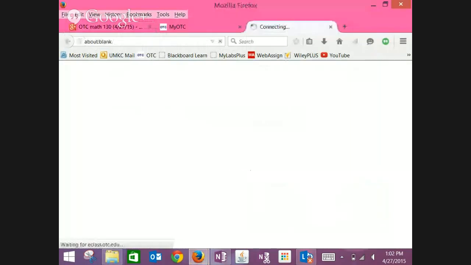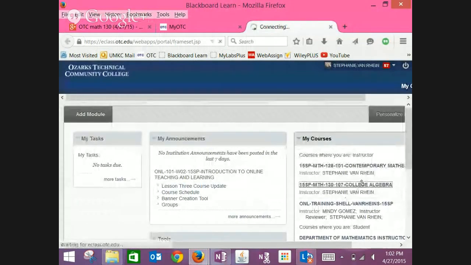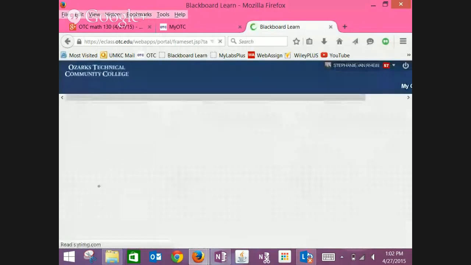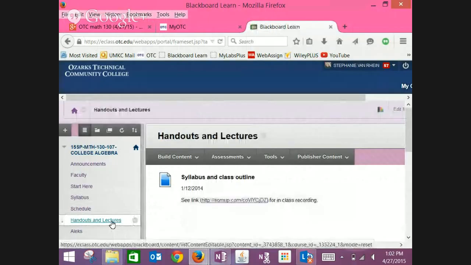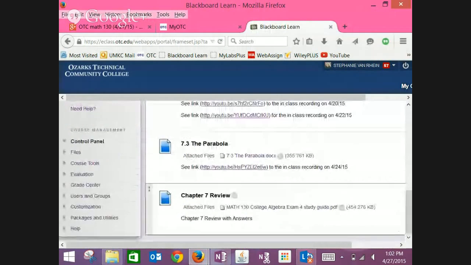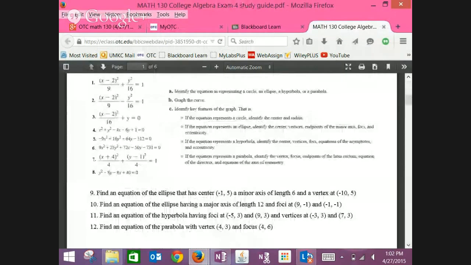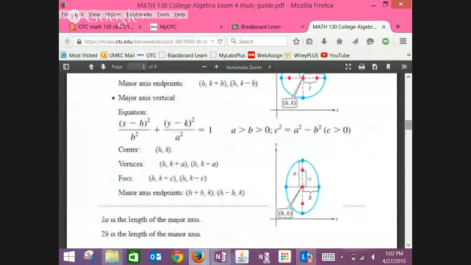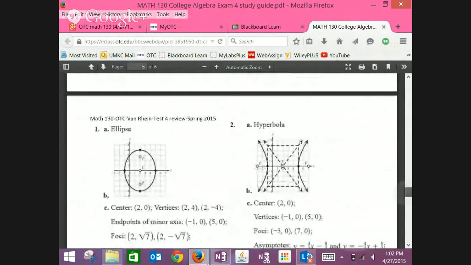If you go into Blackboard, pick your college algebra class, lecture handouts and lectures. Scroll down to chapter 7, and you can find the review, which is a PDF, and at the end of the PDF, it gives you the answers to the problems. So these are from the book.